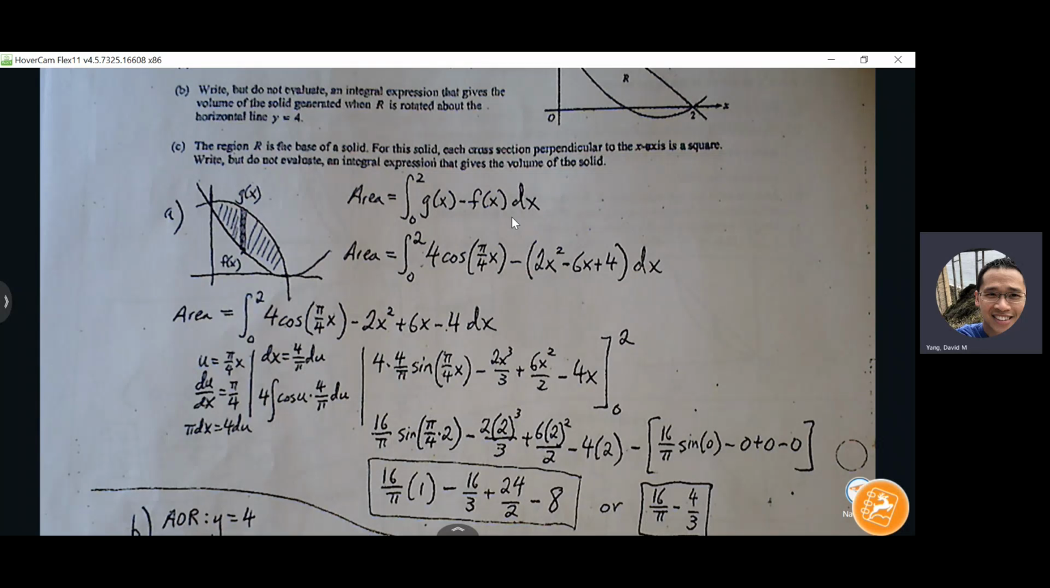so that's part A. Part B is a rotation problem. Decide whether it's going to be the disc method or the washer method. And then part C, you have a cross-section problem, volume by cross-section.